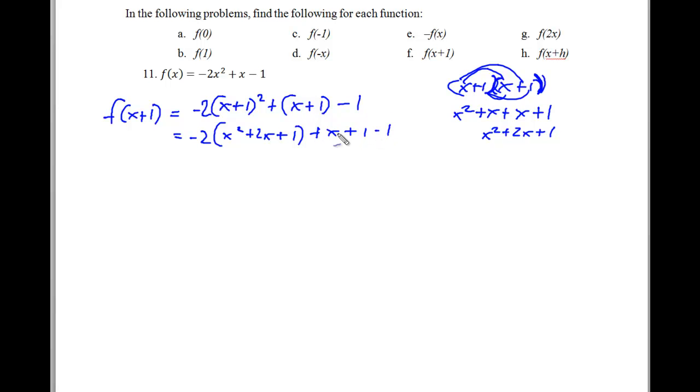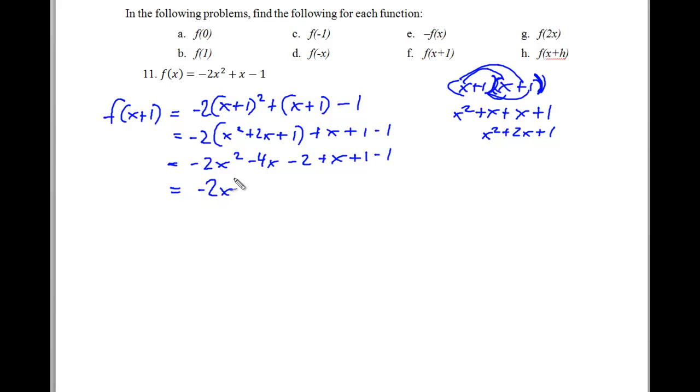Drop the parentheses since there's nothing else to do here. I'm going to distribute the negative 2, so this is negative 2x squared minus 4x minus 2 plus x, and then plus 1 minus 1. Now we get to collect like terms.